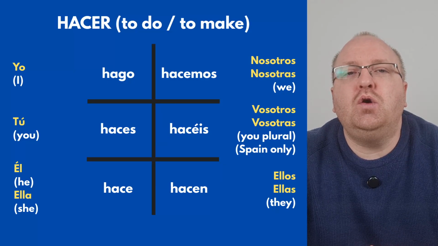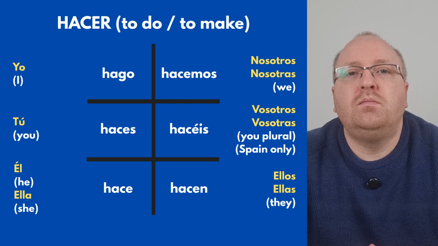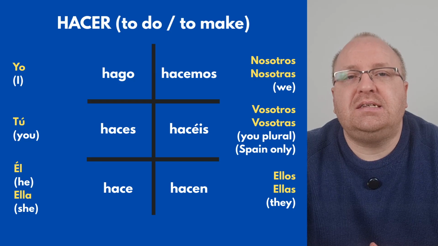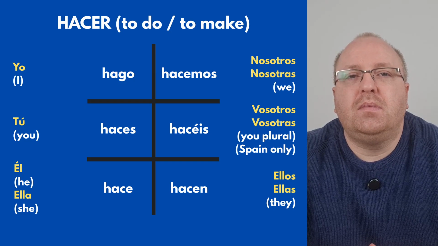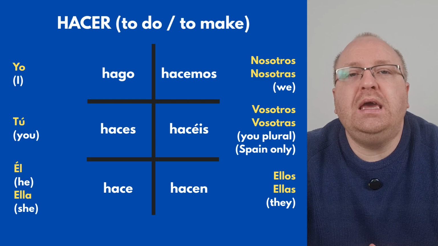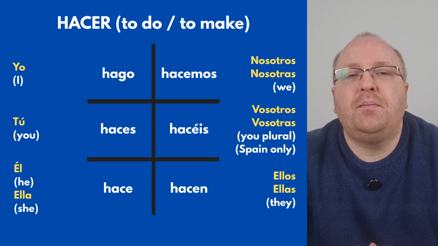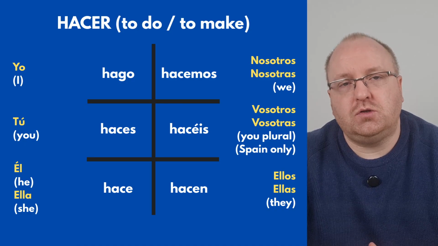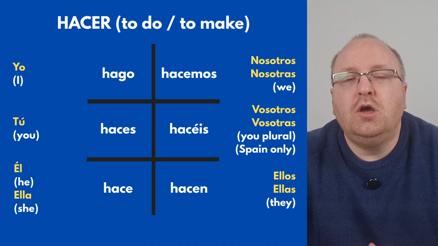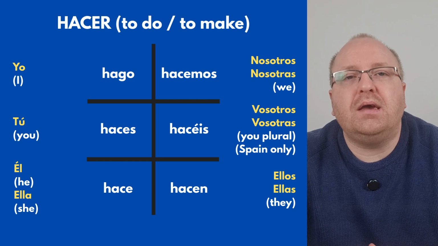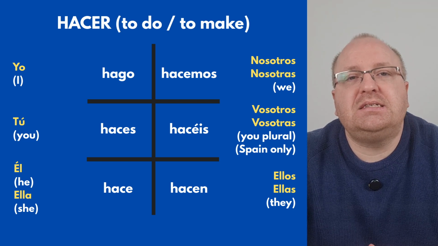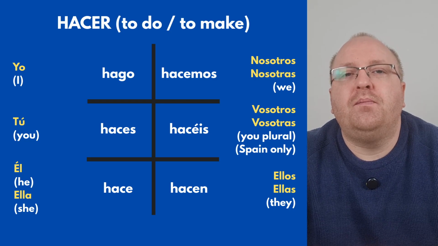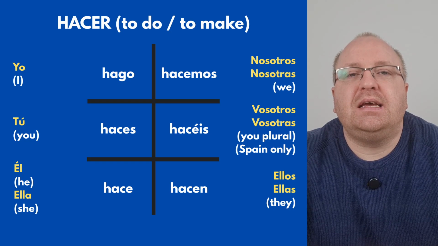So to say I do or I make, it's hago. You do or you make, haces. He or she does or he or she makes, hace. We do or we make, hacemos. You plural do or you plural make, for Spain only, hacéis. They do or they make, hacen.